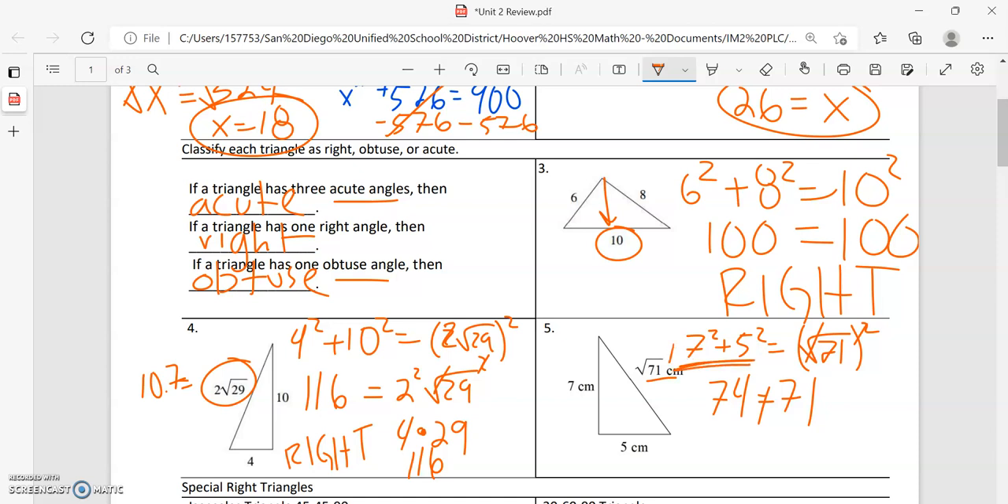When this side is larger, it is obtuse. When this side is larger, it is acute. Okay, so this side over here is larger, so we have an obtuse triangle.